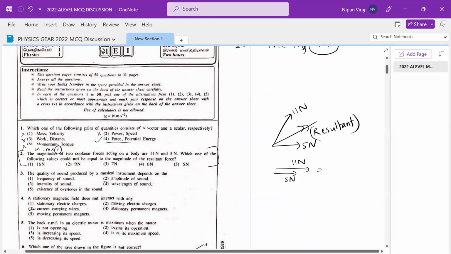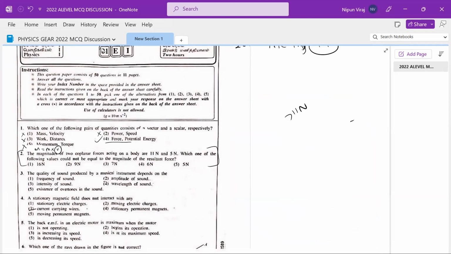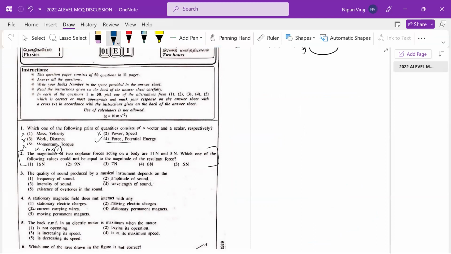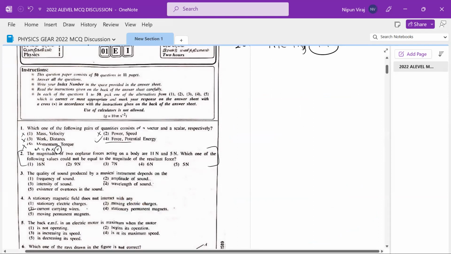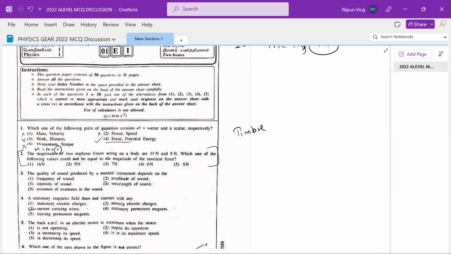The quality of sound produced by a musical instrument does not depend on, this instrument depends on... Quality of sound. We know that the quality of sound produced depends on the wave shape, or what we call the timbre of sound. For example, let's say there are two sound waves produced by a piano and produced by a violin. They might have the same amplitude.